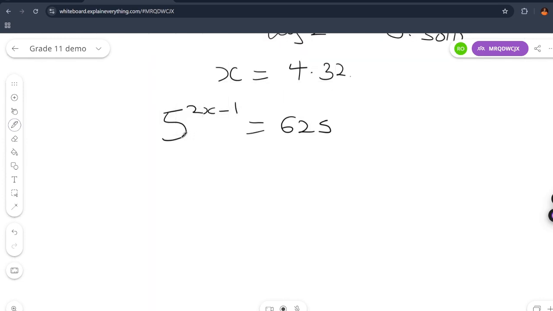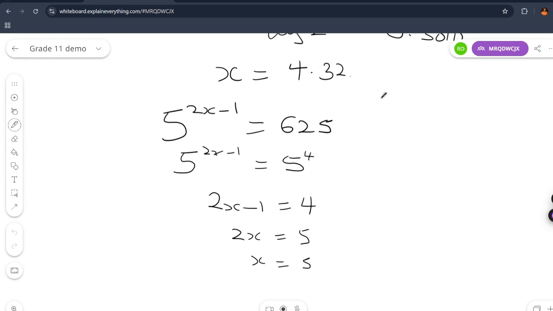The base is 5, and we can express 625 in base 5. So that means we'll be having 5 raised power 2x minus 1 to be equal to 5 raised power, 625 is 5 raised power what? 5 raised power 4. Since they are in the same base now, we have 2x minus 1 equal to 4, and then 2x will be equal to 5, and then x will be equal to 5 over 2. So that is how to solve exponential equations.